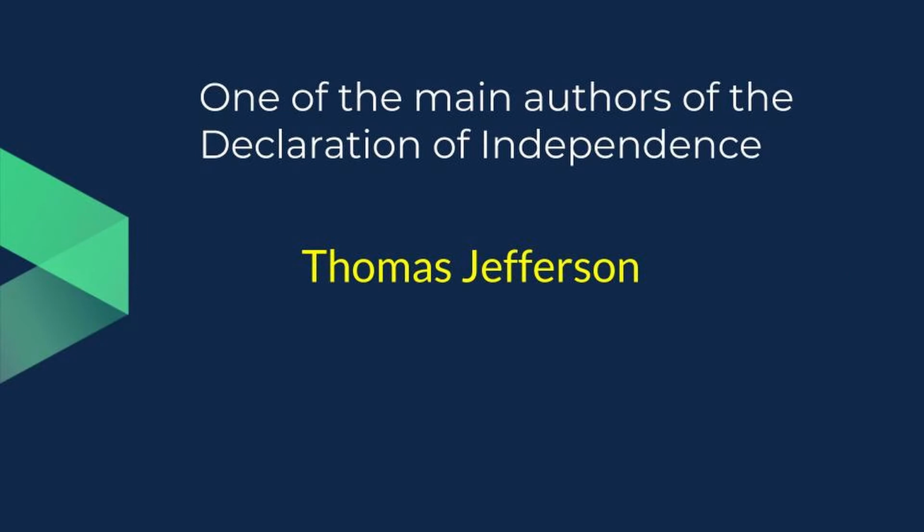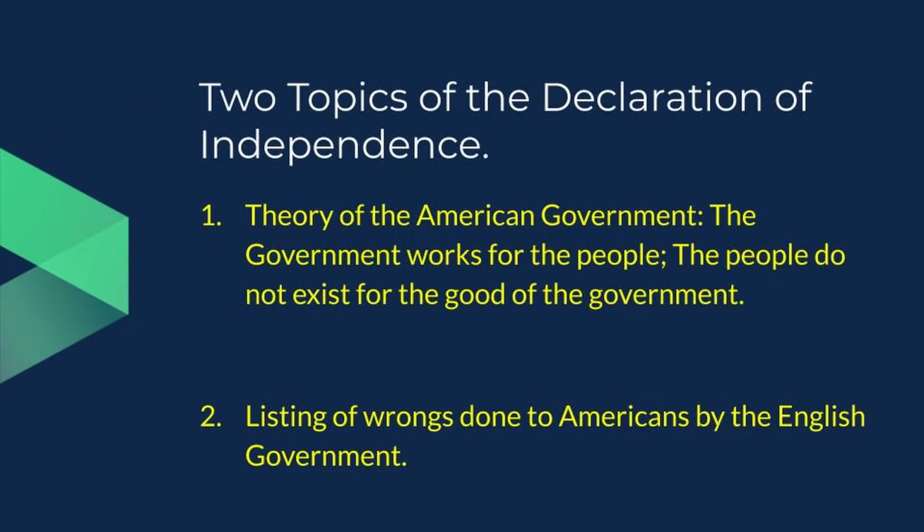One of the main authors of the Declaration of Independence, Thomas Jefferson. Two topics of the Declaration of Independence. 1. Theory of the American government: the government works for the people, and does not exist for the good of the government. 2. Listings of wrongs done to the Americans by the English government.